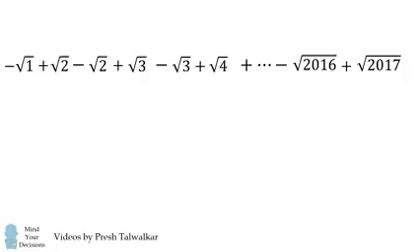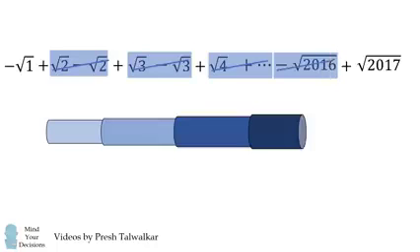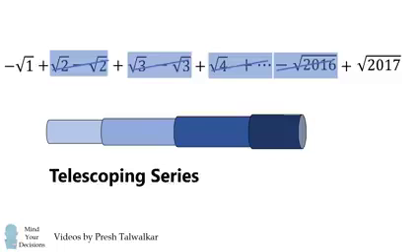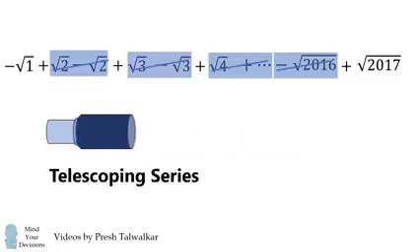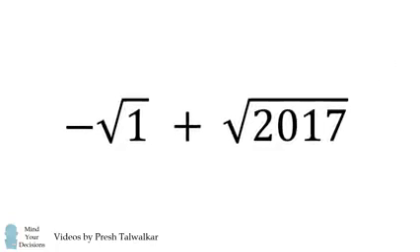Notice this square root of 2 minus square root of 2 will cancel out. Then the square root of 3 minus square root of 3 will cancel out, and so on. And each of these terms will cancel out. The pattern is reminiscent of a telescope, and thus this is known as a telescoping series. When you retract the telescope, only the beginning and the end remain. Similarly, in this series, it'll contract to just the first term and the very last term.